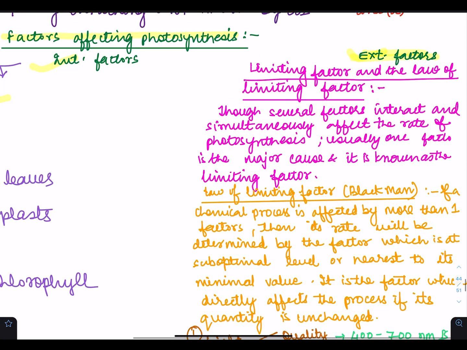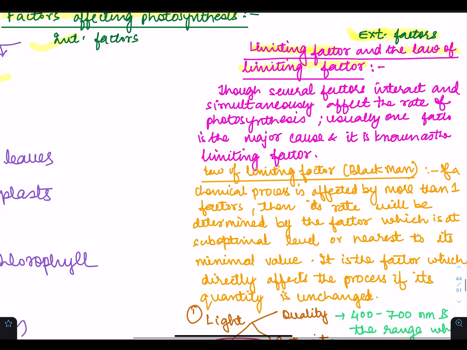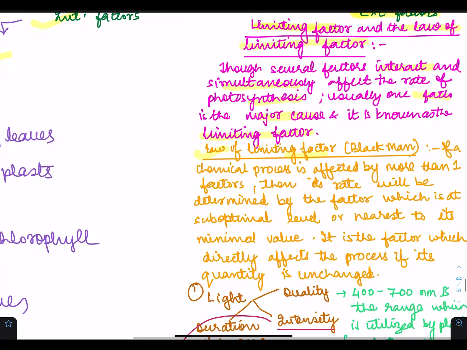Let us have a look at the limiting factor. What is limiting factor and what is the law of limiting factor? There are many factors which interact and simultaneously affect the rate of photosynthesis. Usually what happens, one factor is the major cause and this factor is known as the limiting factor. Blackman gave the law of limiting factor, which is as follows.